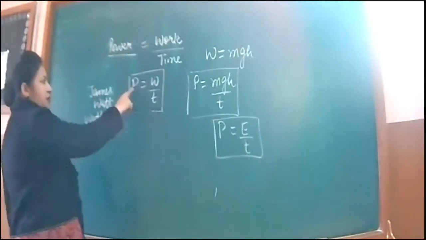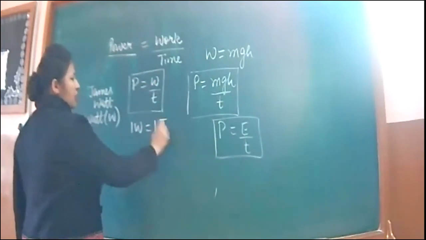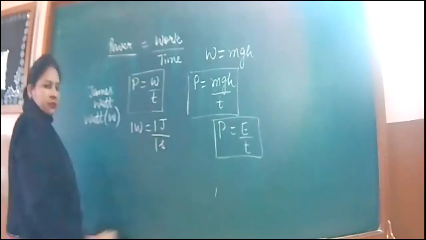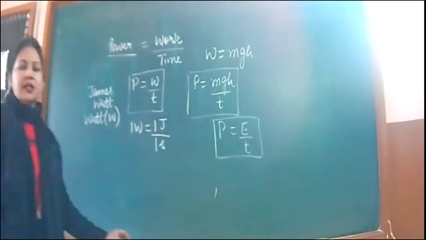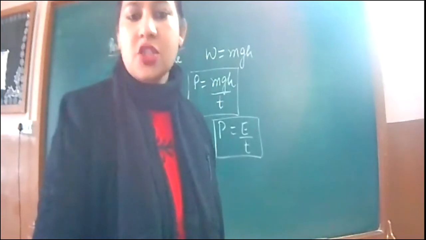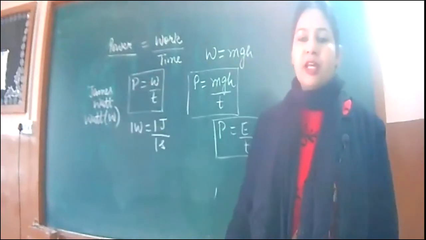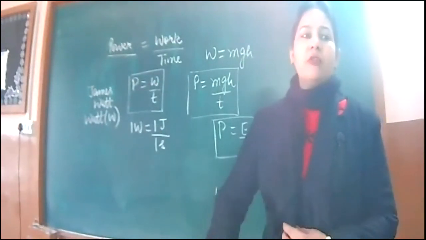So let us write it. Power is 1 watt when work is 1 joule and time is 1 second. So 1 watt is 1 joule per second basically. Just connecting these things, we can define 1 watt also. So write the definition of 1 watt.